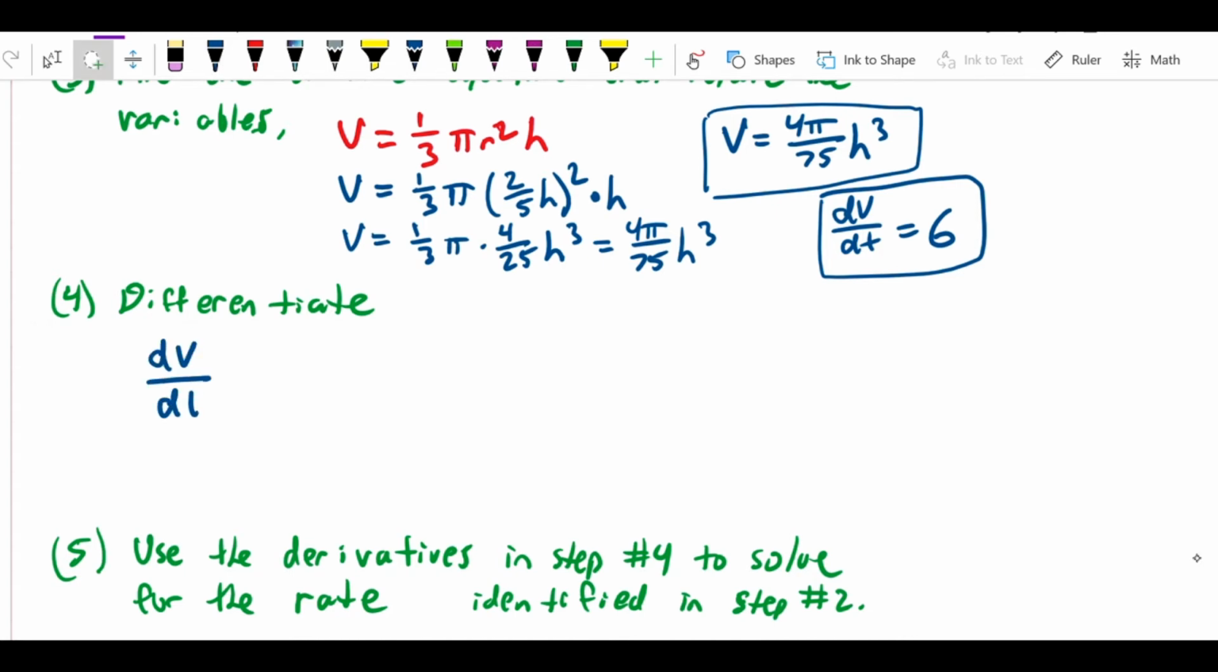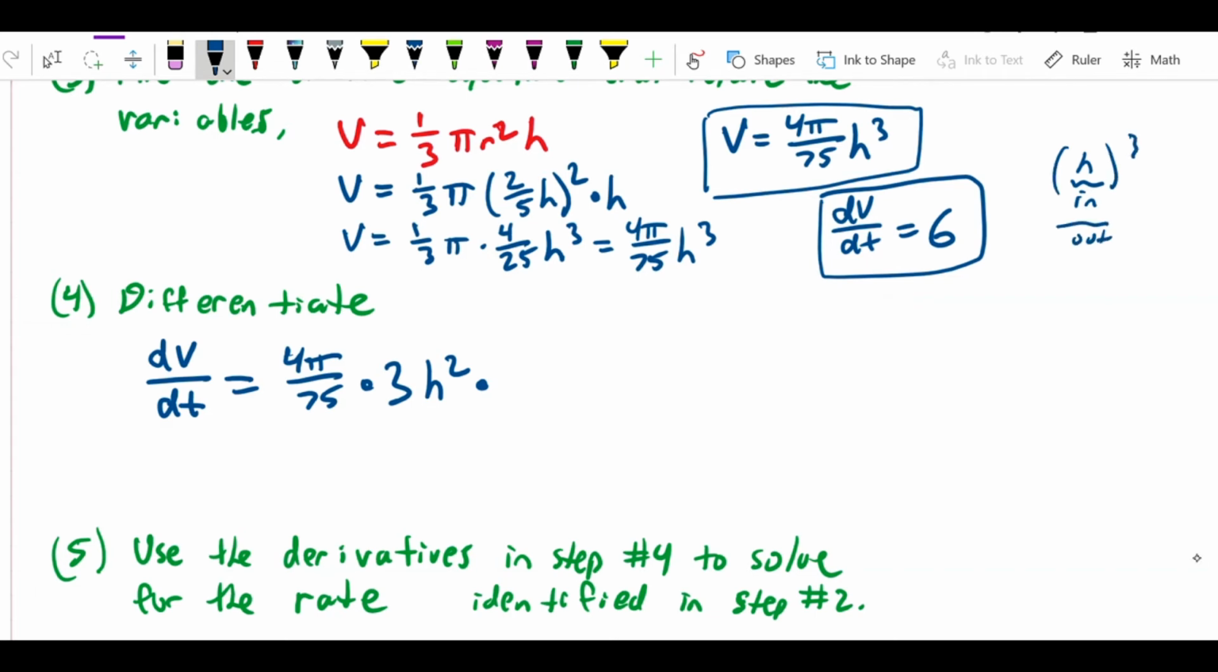So dV over dt is equal to 4 pi over 75 times the derivative of h cubed, which is going to be 3h squared. But since we have h cubed, h is the inner function and cubed is the outer function. What we need to do is multiply by the derivative of the inner function. We're differentiating with respect to t, so that's going to be dh over dt. That's the chain rule step there.